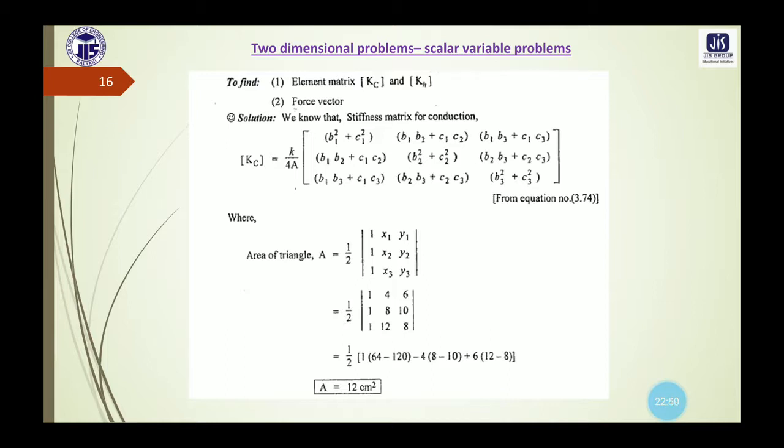So first we need to find the area of this triangle, which is half multiplied by 3 by 3 matrix, where we need to put the value of the coordinates for the three nodal points. So after putting all the required values, we have calculated the area of the triangle as 12 centimeters square.